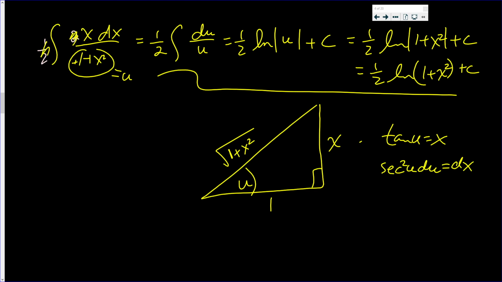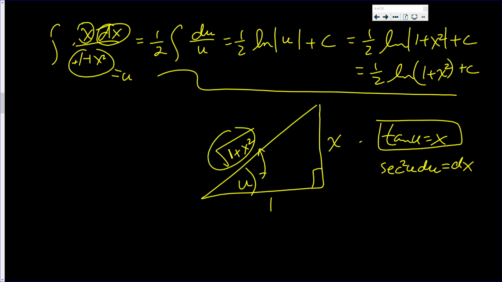So we don't have this anymore. Well, I have the dx. That's good. And I even have the x. That x, that's good. I have 2 of the pieces. Now I need 1 plus x squared, which is right there. Well, if I divide this side by 1, I just get this. Well, that's the secant of u. But I don't want the square root of 1 plus x squared. I want it squared.